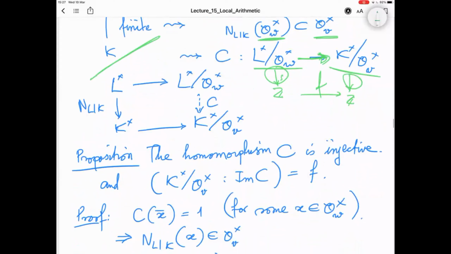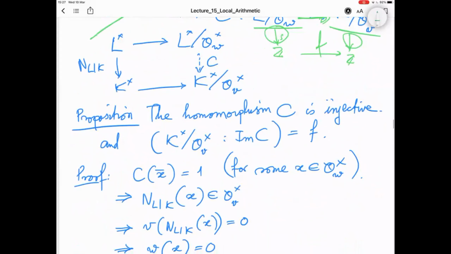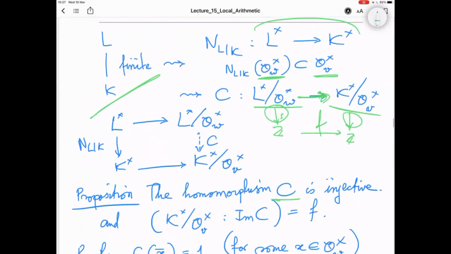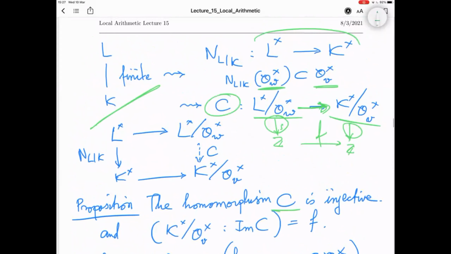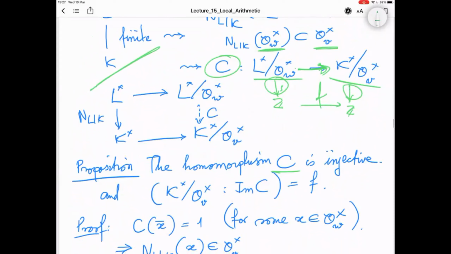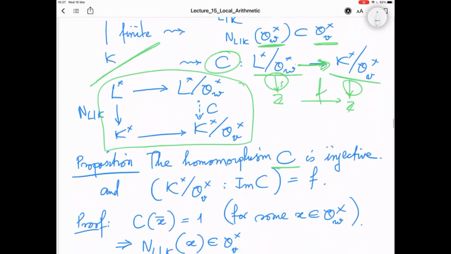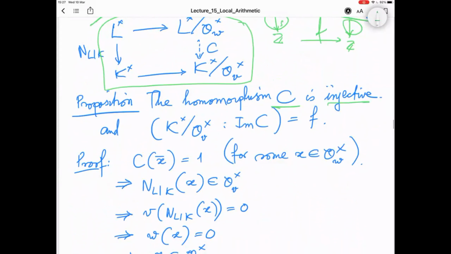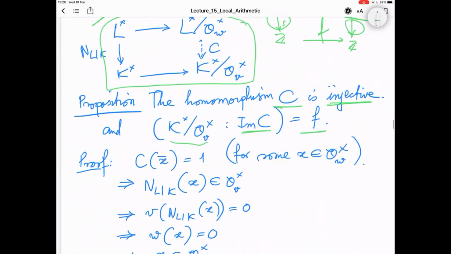And the idea is that this is exactly the integer F. So it says the homomorphism C, and this is the name which was given to this homomorphism. C is the homomorphism here, which makes this square commute. This is injective. And moreover, the image of C has index equal to F in the target.